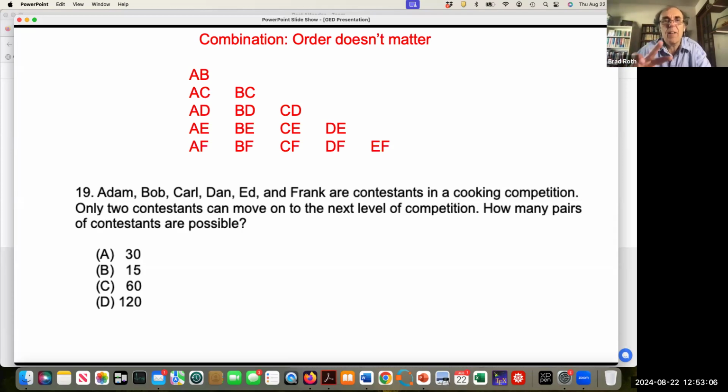Notice order doesn't matter. BA is the same as AB. Adam and Bob is the same as Bob and Adam. You're sending 2 forward. So you just then count them up. 5 plus 4 is 9, plus 3 is 12, 13, 14, 15, and you got the answer. Remember, in combinations, the order doesn't matter.